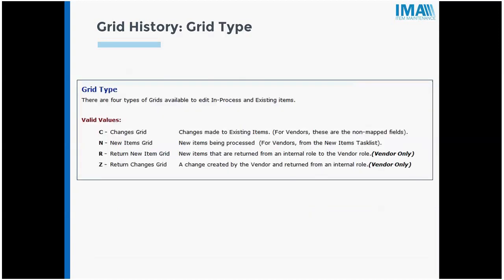Now there are 4 different grid types. The one we were working on was a new item grid, and so it was indicated by an N. We also have a changes grid, a returned new items grid, and a return changes grid. And we'll be talking about some of these additional grids in session 3.